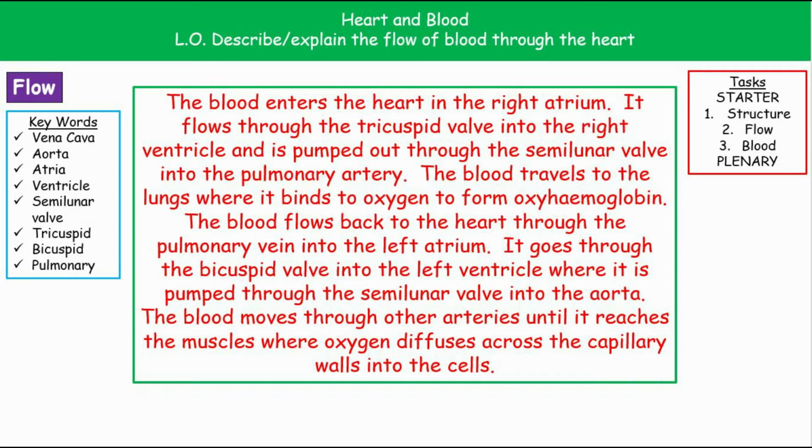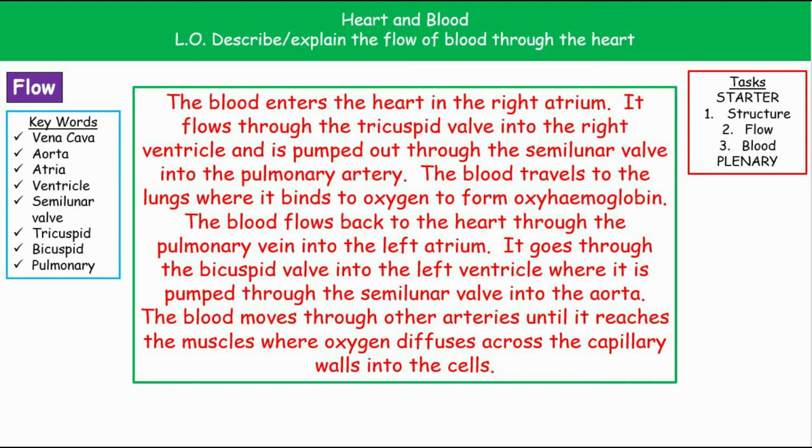The blood flows back to the heart through the pulmonary vein into the left atrium. It goes through the bicuspid valve into the left ventricle where it's pumped through the semilunar valve into the aorta. The blood moves through other arteries until it reaches the muscles where oxygen diffuses across the capillary walls into the cells. So that is pretty much every bit of detail I could think of to add.